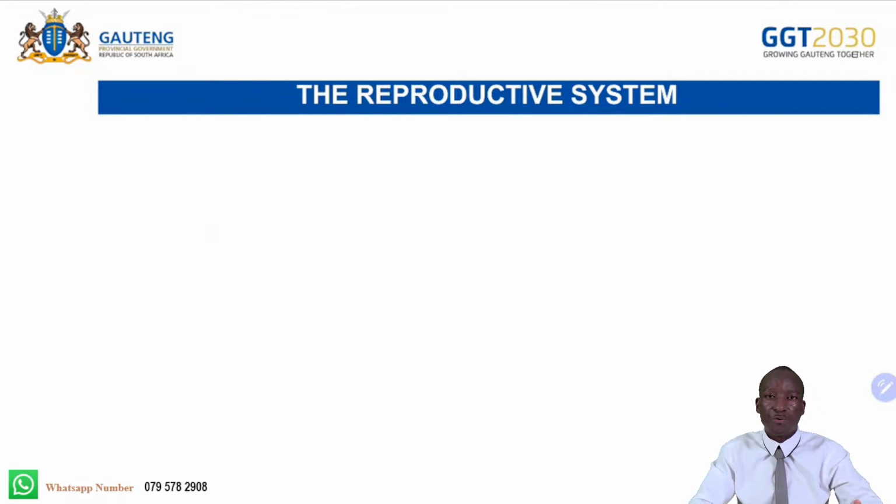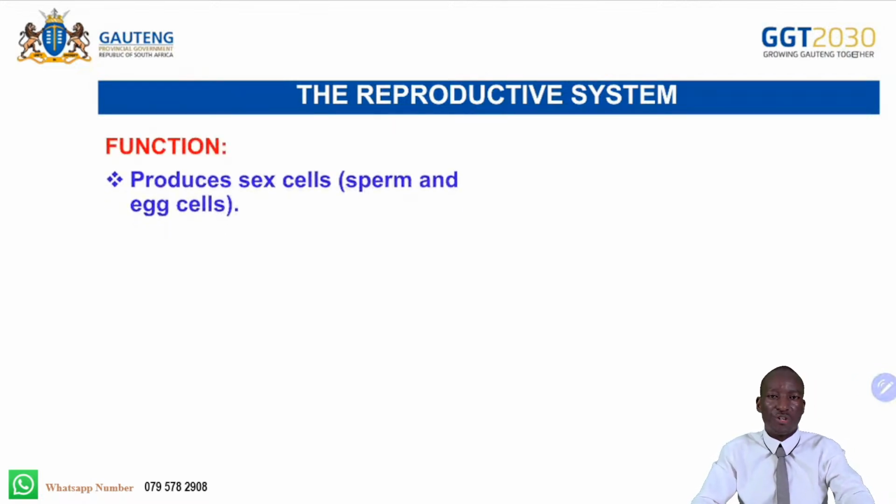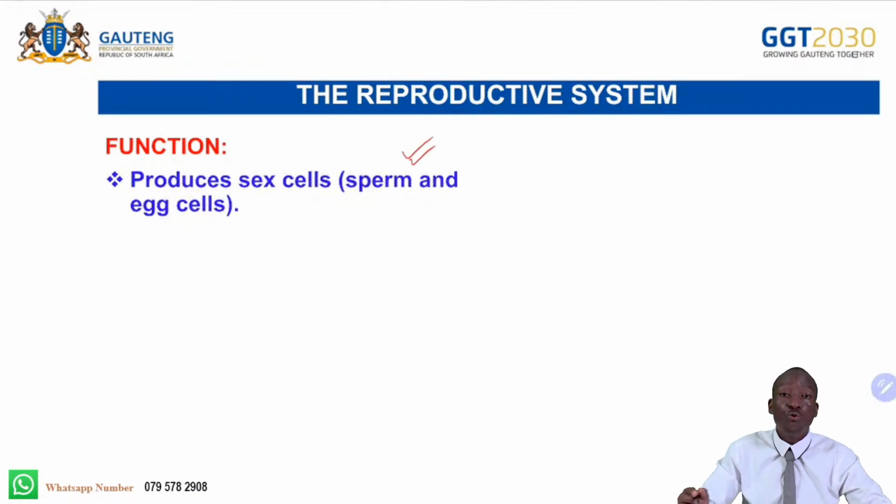That is, what do we need to know first before we look at the organs one by one and their functions? We're going to try first of all to remind each other about what the reproductive system is all about, its purpose and its function. The function of the reproductive system is to produce sex cells. Sex cells include the sperm, which is produced by males, right? And egg cells. Egg cells are produced by females. So that's the function of the reproductive system, right?